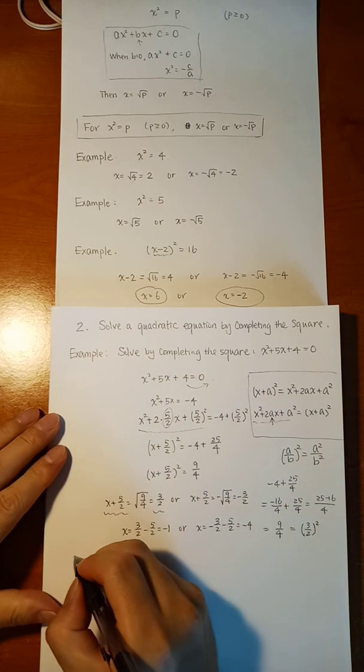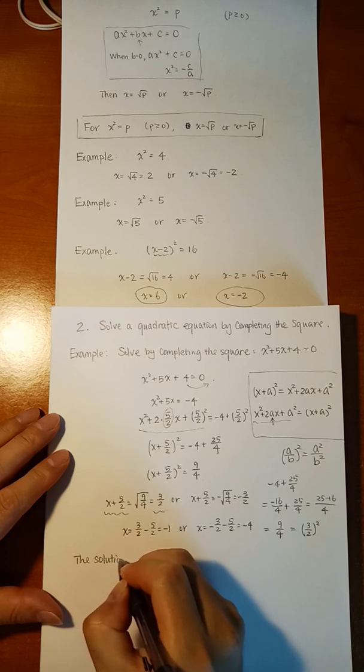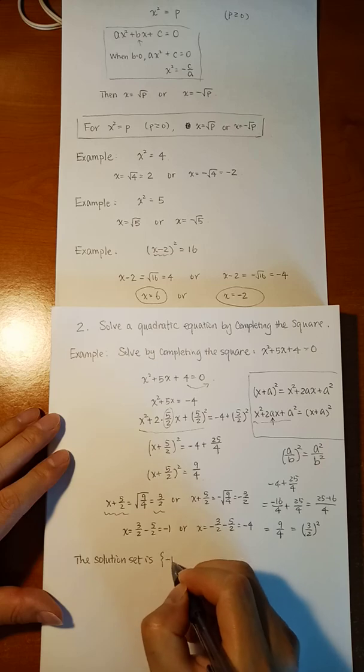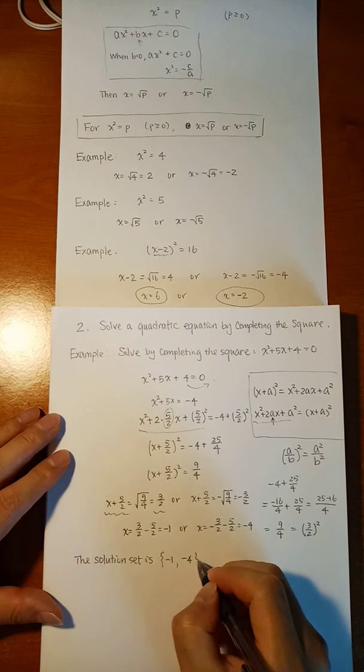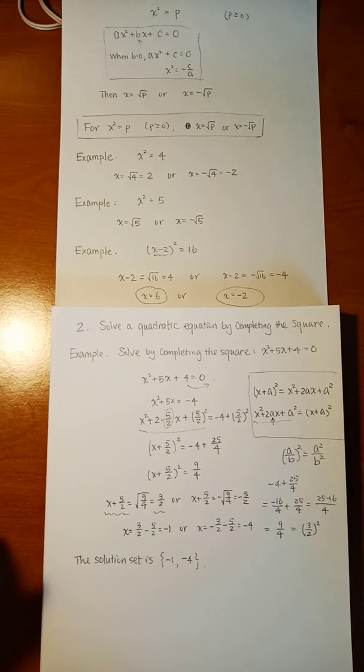So the solution set is negative 1, negative 4. You can check it. It is negative 1, negative 4. So this is the solution of a quadratic equation by completing the square.